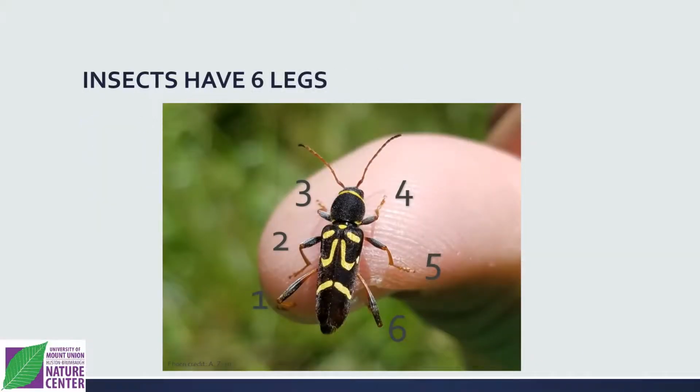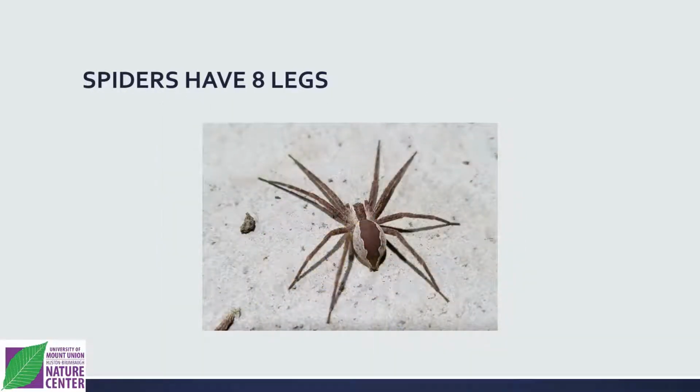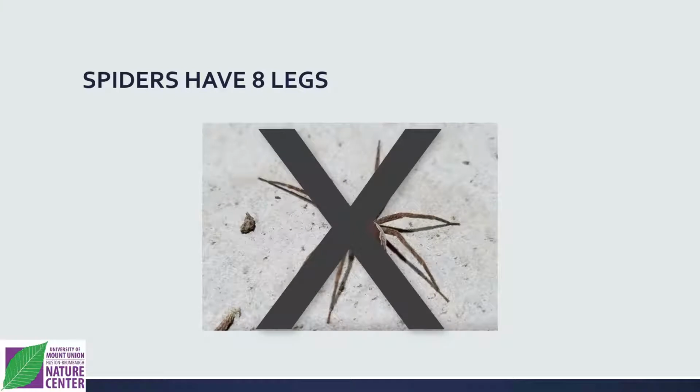Now, insects do have 6 legs, so that's one easy way to recognize whether an organism is in fact an insect or perhaps something else. Take this beetle, for instance. If you count the legs, you'll notice there are in fact 6 legs. Now, spiders have 8 legs. That's about 2 legs too many, so spiders are not insects.